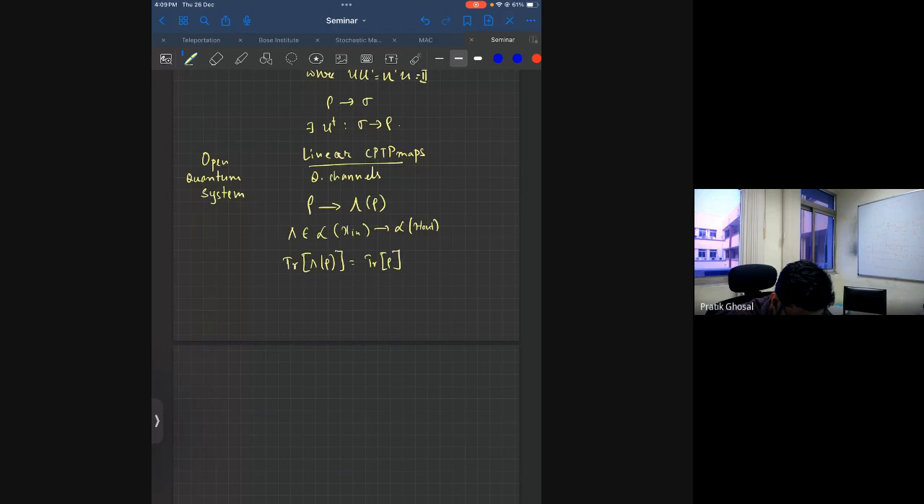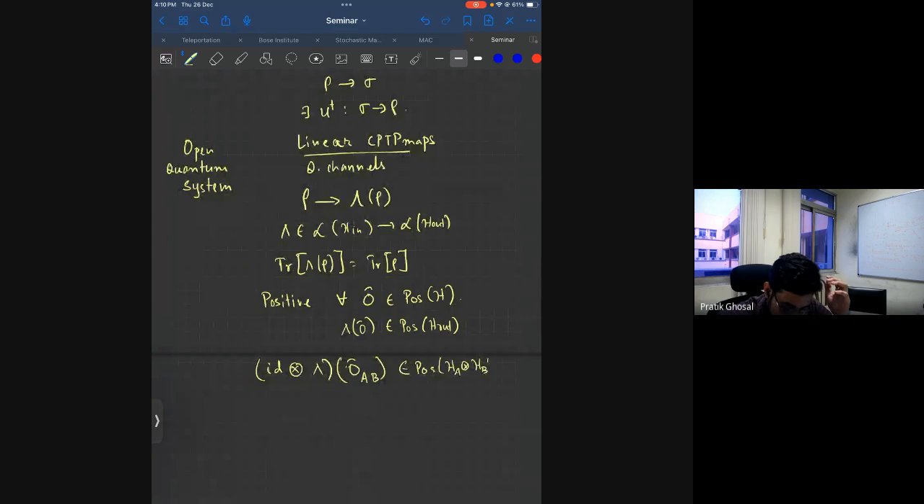Completely positive means, first of all, it is positive, meaning for all operators O which belong to the positive operators, lambda of O also belongs to the positive operators. And furthermore, if you take an extension of this map with an arbitrary ancillary system, where the identity can be on any arbitrary dimensional system, then the extended map applied to O on the ancilla and the system also belongs to the positive operators of H_A tensor H_B. That is what is meant by completely positive.